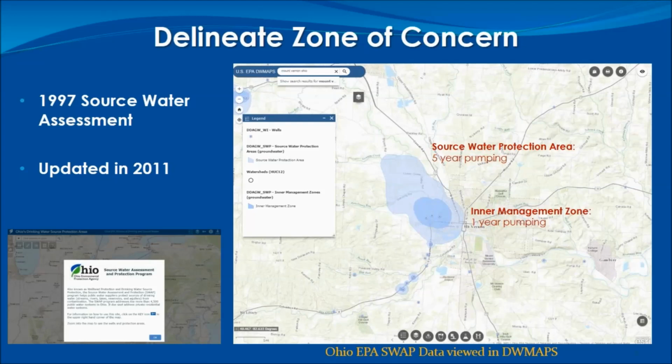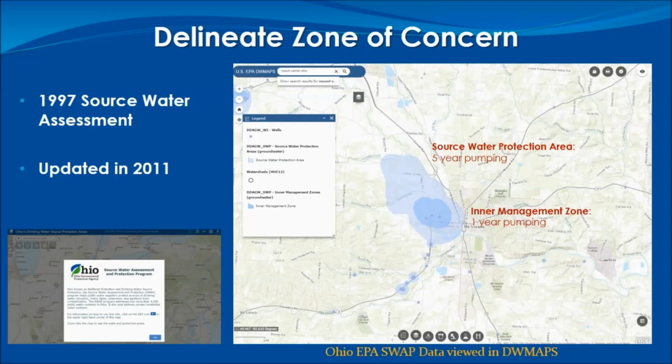You can see the interface of Ohio's source mapping program on the bottom left there. And here they provide web services to all their data sets. It's, I believe, also based on the Esri platform. So I simply went into their mapping application and grabbed the services and placed them in DWMAPS. So the image on the right side is actually an image from DWMAPS.